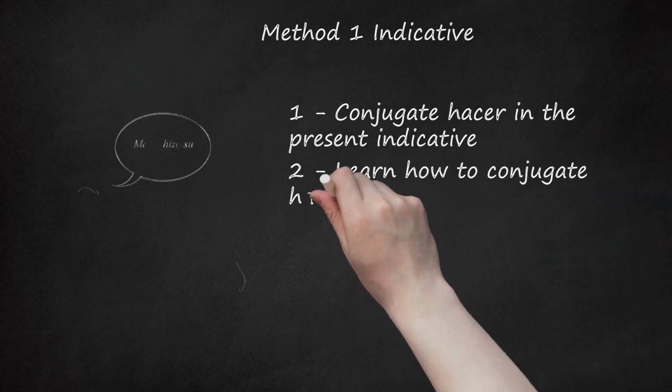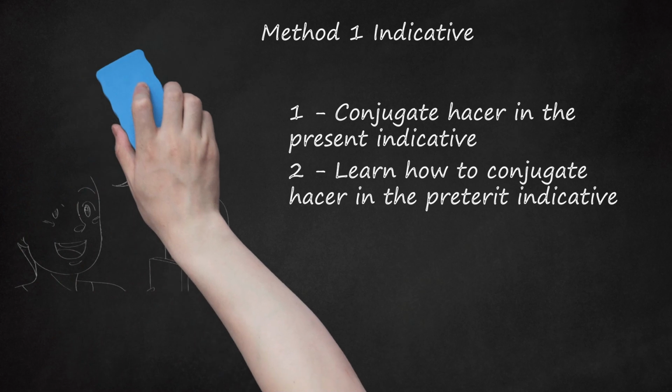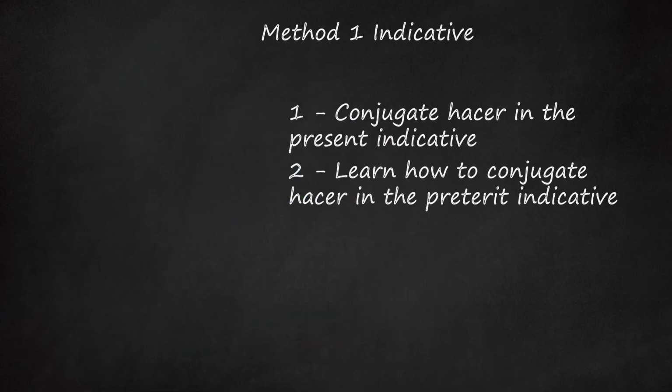2. Learn how to conjugate hacer in the preterite indicative. Use the preterite indicative to describe a concrete action that was done in the past and which has been completed or has otherwise come to a clear end. Example, Maria did her homework, Maria hizo su tarea. Yo, hice. Tú, hiciste. Él, ella, usted, hizo. Nosotros, as, hicimos. Vosotros, as, hicisteis. Ellos, ellas, ustedes, hicieron.